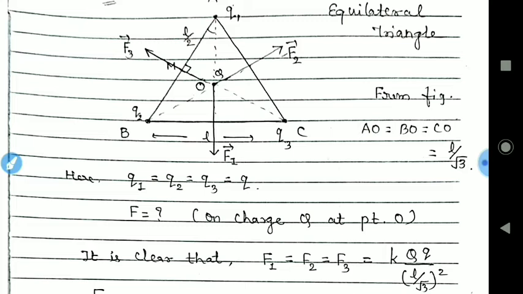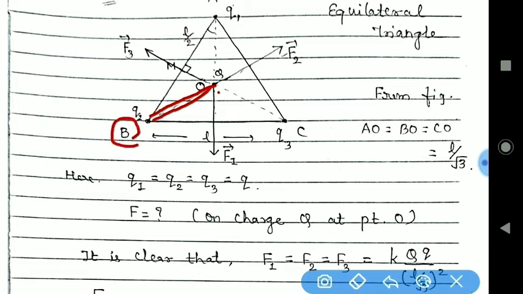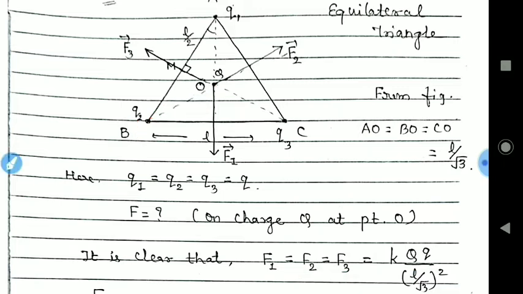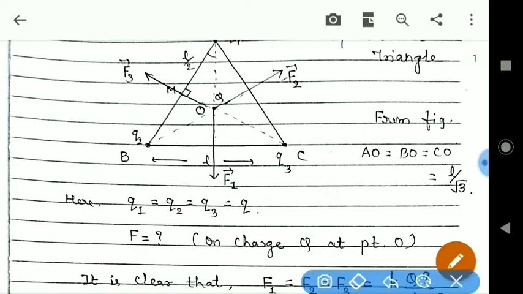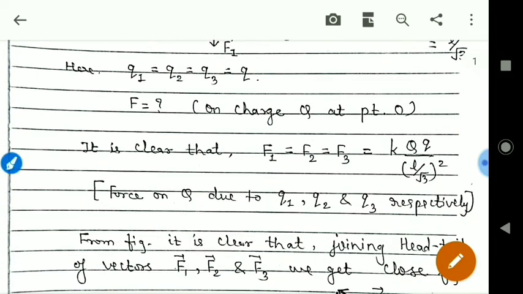Similarly, the force between the charge Q and the charge at point B is again given by the same formula. Why? It is because the distance between the charges is equal to the earlier one. Also the magnitude of this charge is Q, which is the same as earlier. So the formula for the force between these two will again be the same as earlier.